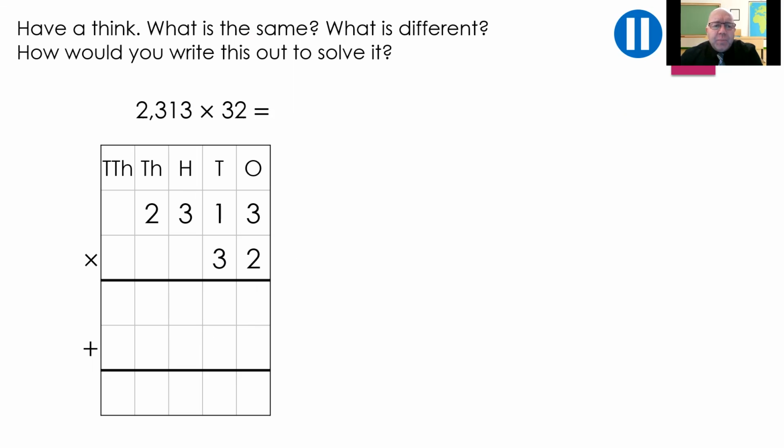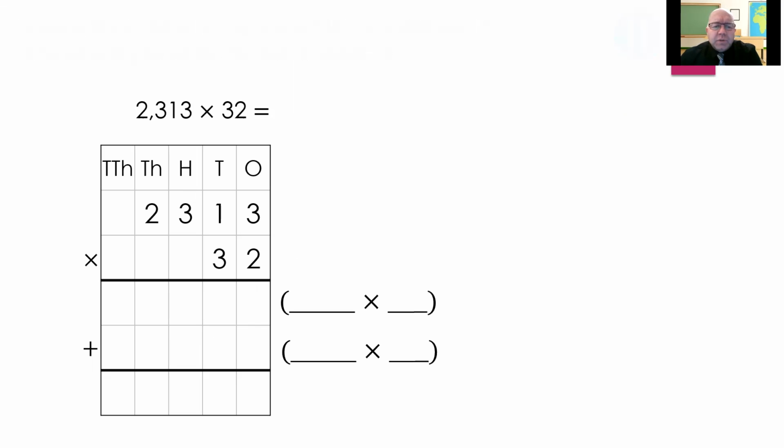Okay, so where do we start? Well, just like before, we start by partitioning the bottom number. We're going to deal with the 2 ones and then the 3 tens as 2 separate questions. We'll do 2 lots of 2,313, and we'll do 30 lots of 2,313.